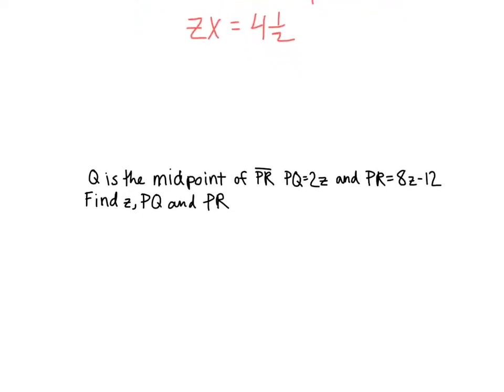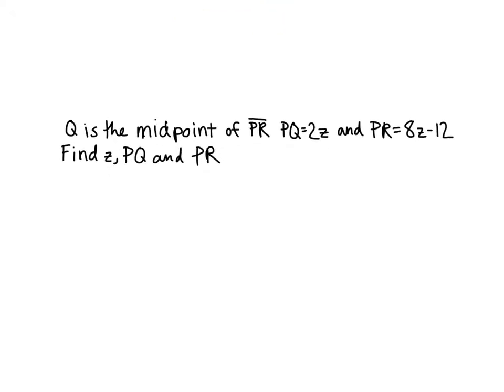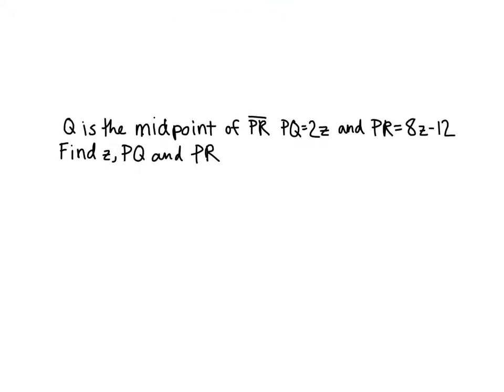Q is the midpoint of PR. PQ is 2Z. What do we do first when it doesn't give us the picture? We draw it out. So what would this be, a line or an angle? A line, right? Because it's talking about segment PR. So we have segment PR and Q is the midpoint. Already, what do we know about PQ and QR? They're the same length, so they're congruent. So we could put the tick marks in the middle.